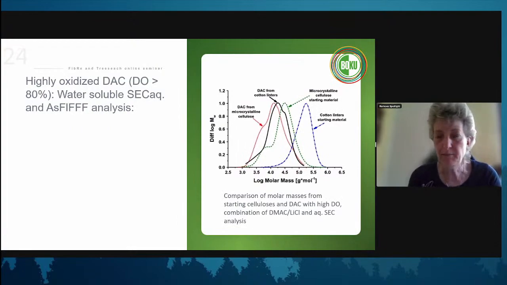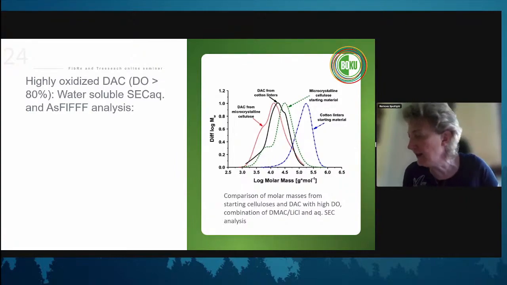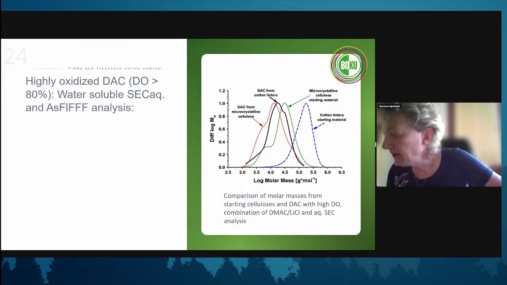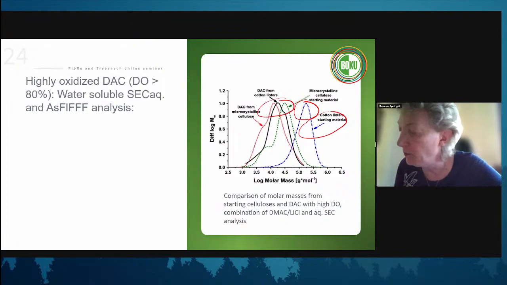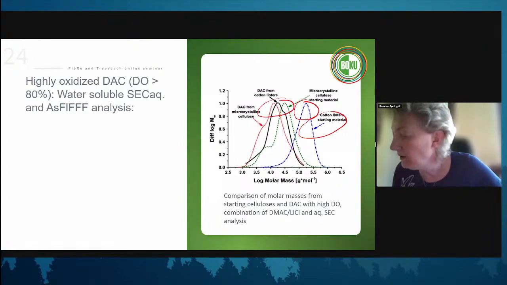For the highly oxidized version, above 80%, which is water soluble, we have 2 options of measuring. We can use an aqueous SEC, which you see here on the right side. This is a combination. This is the starting material, a cotton linters, which was measured in dimethylacetamide lithium chloride, so we cannot measure that in water, but with SEC-MALS we can compare the absolute molar mass distribution.